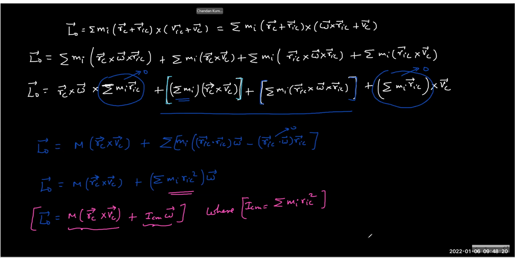So now, as a student of any competition, you are supposed to know these two terms. Whether you understand the derivation or not, that's okay. But do you understand the two terms separately? L naught equals the total mass into R_C cross V_C plus I_CM into omega. This is the entire discussion of angular momentum.